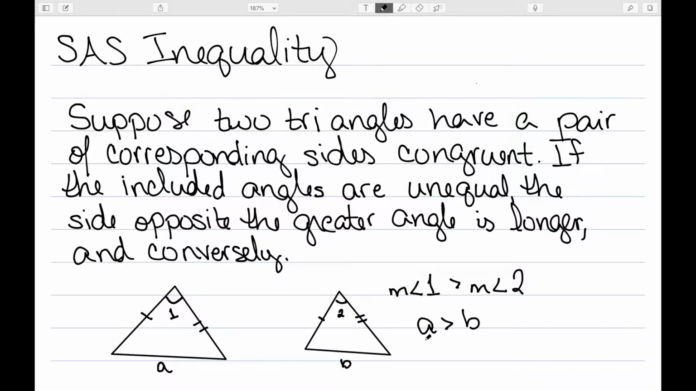In my last video, I talked about how a larger angle means a longer side, and a longer side means a larger angle. However, that was if we were considering a single triangle, and the SAS inequality is what allows us to expand that in general. If I know that I have two congruent sides, and one angle is bigger, then I can say the third side is also going to be bigger. So it expands this idea into comparing two triangles.